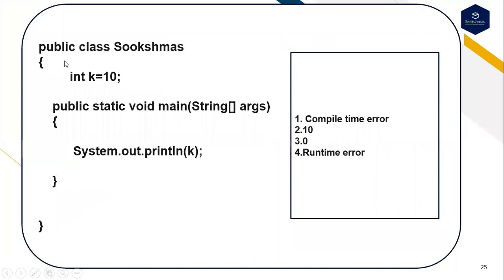This is the first question. Public class Sukshmas, int k is equal to 10. Public static void main, String args, System.out.println, I'm trying to print the value of k. These are the following options. First option is compile time error, second option is 10, third option is 0, and fourth option is runtime error. You can pause this video and predict the output of this code.